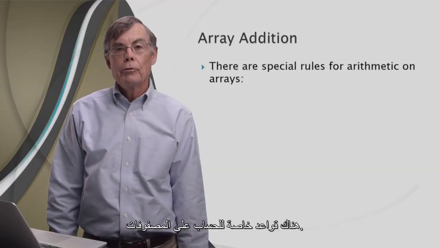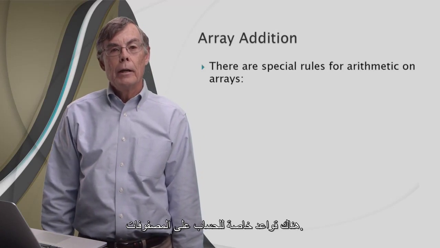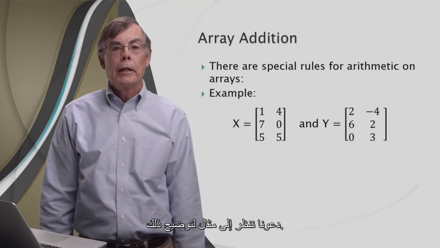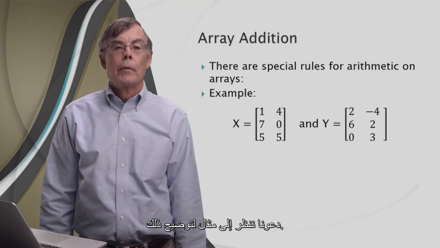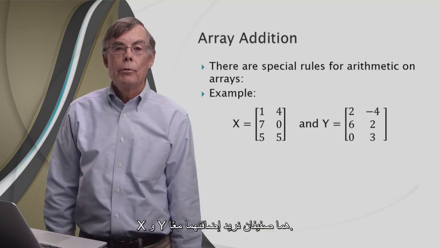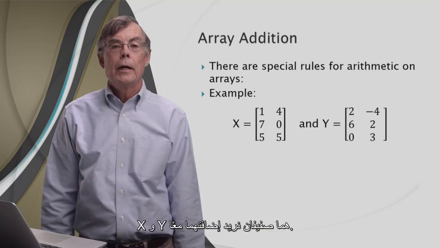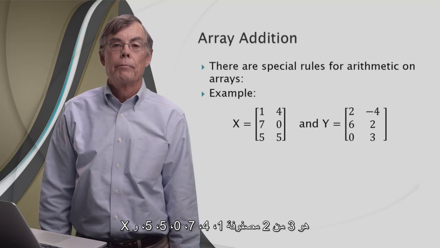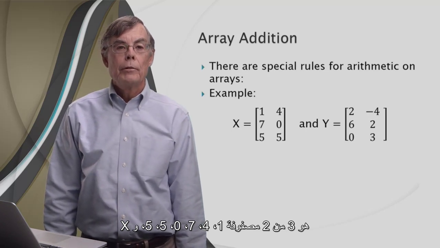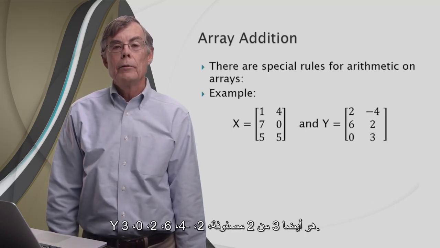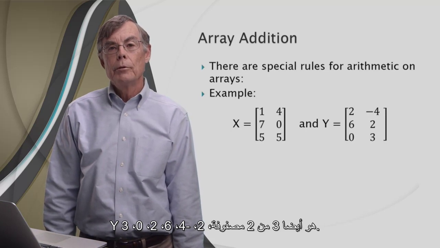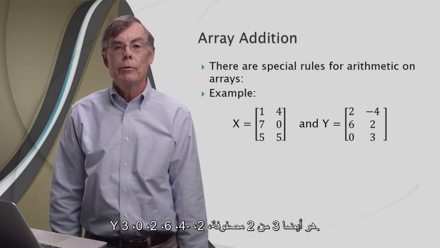Array addition. There are special rules for arithmetic on arrays. Let's look at an example to illustrate it. X and Y are two arrays that we want to add together. X is a 3 by 2 matrix, 1, 4, 7, 0, 5, 5, and Y is also a 3 by 2 matrix, 2, minus 4, 6, 2, 0, and 3.